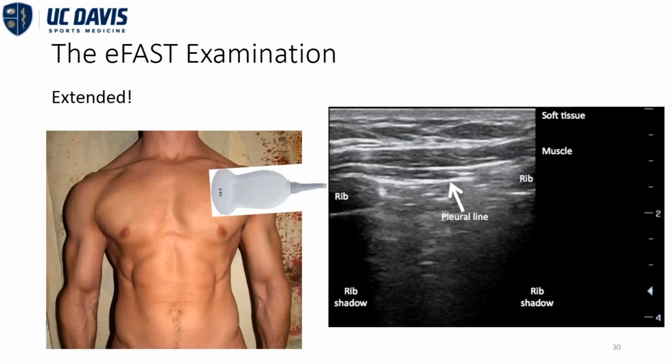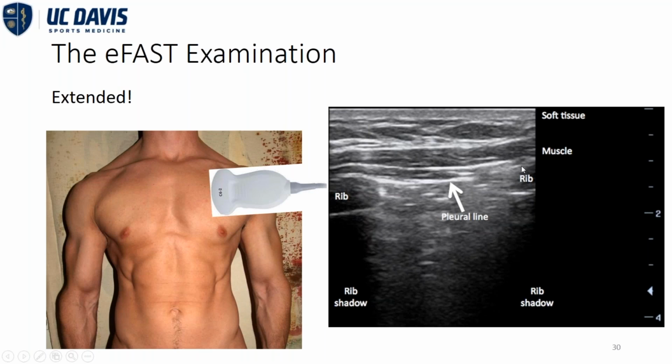In order to do the extended FAST examination, or the eFAST as it's called, you're going to add on a quick view of the lungs. So you're going to do your right upper quadrant, your left upper quadrant, your subxiphoid, suprapubic, and then you're going to go on to your thorax.